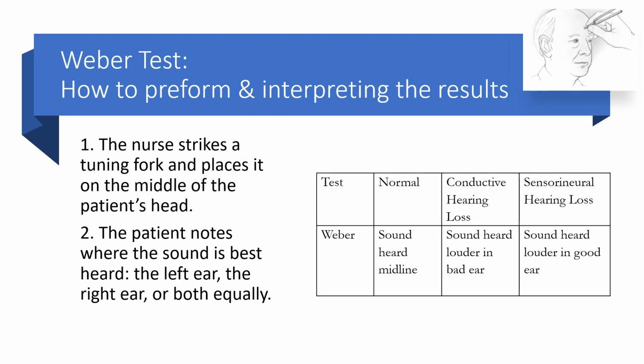The Weber test is a little bit easier. It's just 2 steps. You strike the tuning fork and you put it right in the middle of their head. If they can hear it on both sides equally, that's normal. If they hear it louder in that bad ear that they're complaining of, that is conductive hearing loss because sound moves quicker through solid material than air. If they hear it louder in the good ear, that's a sign of sensorineural hearing loss. So hopefully that helps you with your Weber and Rinne test.